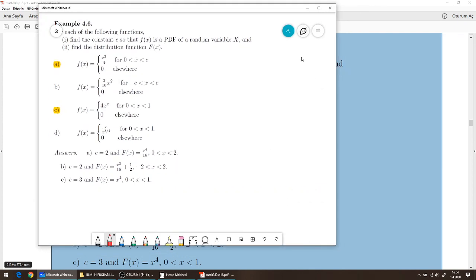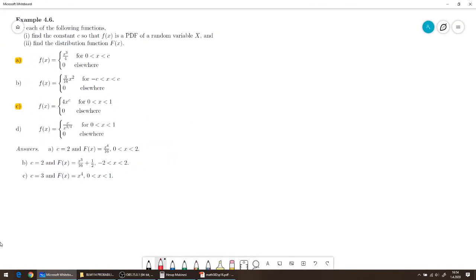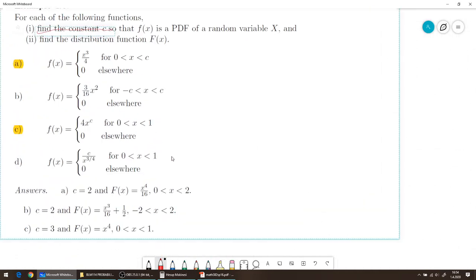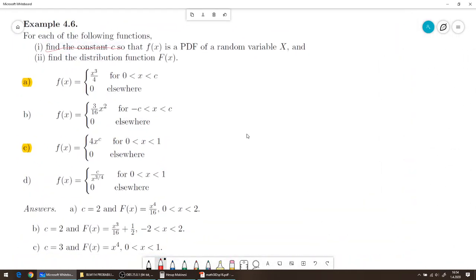Yes, here, find the constant c. This is the first question. What is constant c here? Let's zoom a bit more. Find constant c.